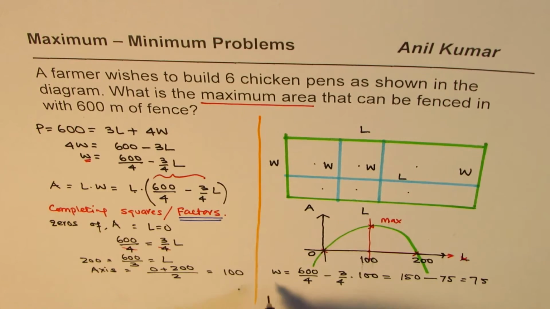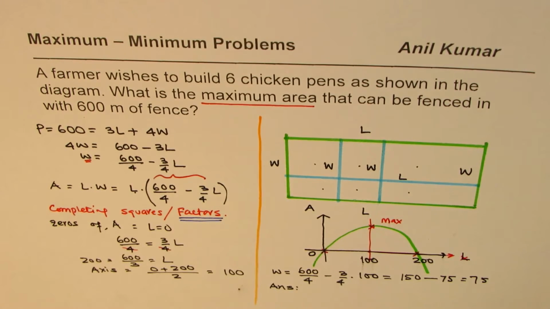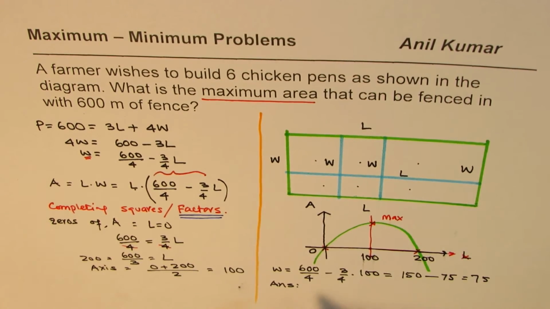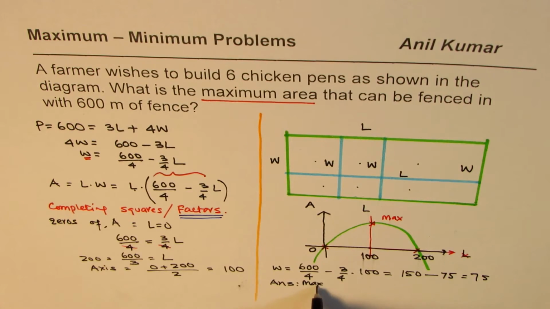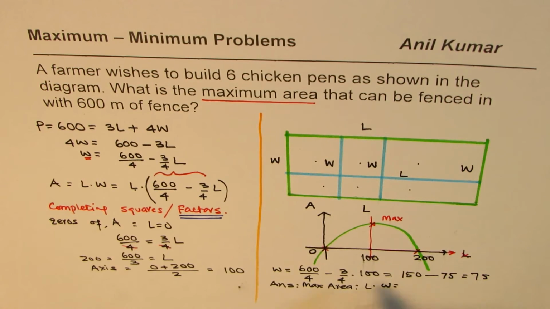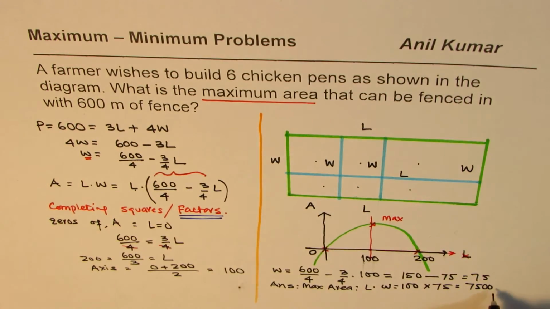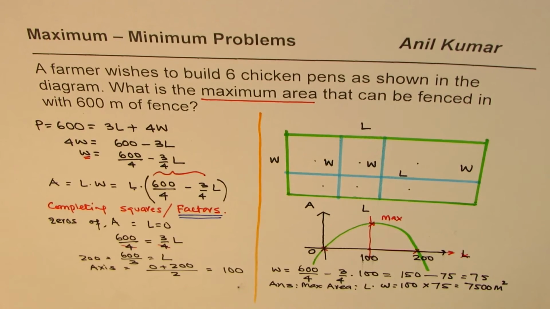Once we have length and the width, then we can write down the maximum area, right? What is the maximum area now? Maximum area is length times width, which is 100, that's your length, times 75. So it is 7500, and the units are meter square. Okay, so that is how you can solve this question.